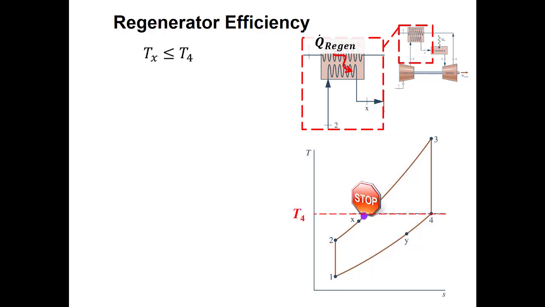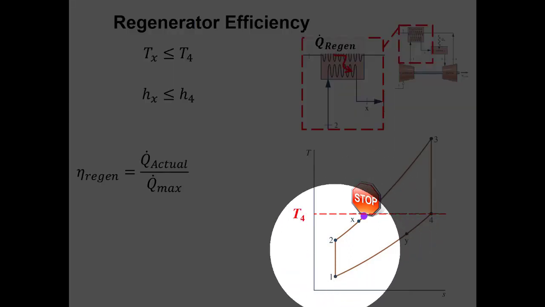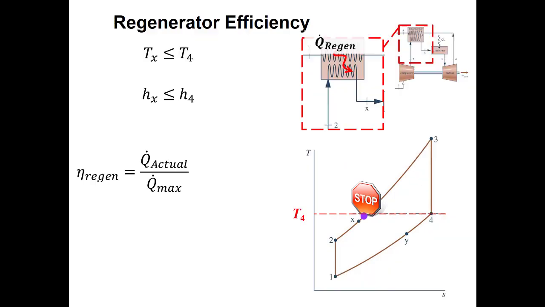But typically we have some regenerator efficiency that stops us not just from getting to that maximum temperature, but stops us somewhere below that temperature, right? So we know that hx has to be less than or equal to h4. So the maximum amount of heat that we can transfer would be if we went from the temperature at 2 all the way up to the temperature at 4, right? And if the temperature at X was 4, then it's like the temperature of X max is the temperature at 4, and the enthalpy of X max is the same as the enthalpy at 4.